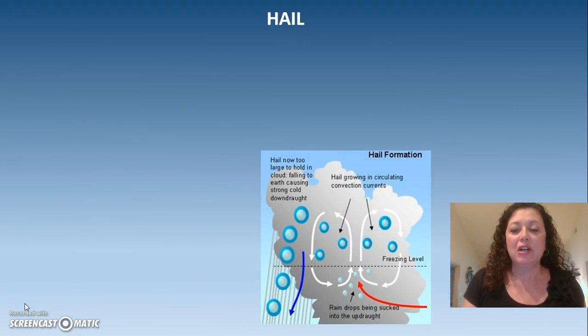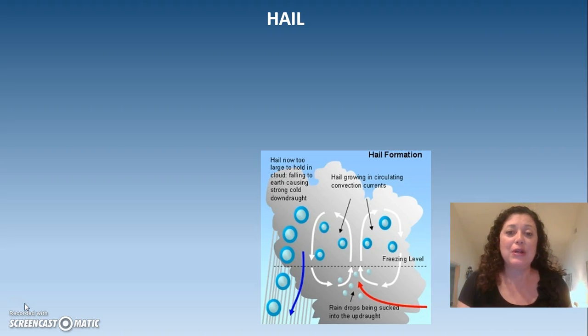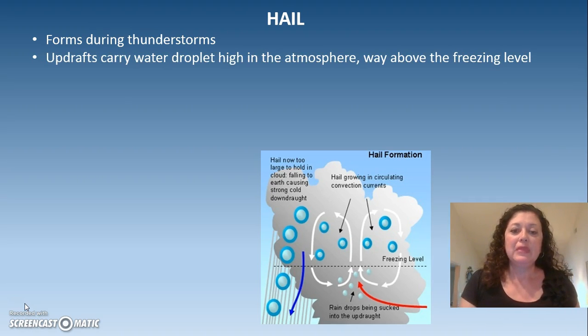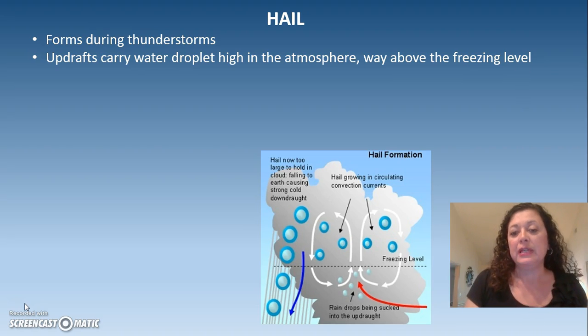Okay, the next thing we're going to talk about is hail. Hail to me is very interesting. It's kind of scary, but it is interesting. Hail forms during thunderstorms. The updrafts of air carry the water droplets high in the atmosphere. So if you look at the diagram, notice the dotted line. There's the freezing level. So the rain wants to come down, but because of the updrafts, because of the wind, it carries that back up into the clouds, high in the clouds where it's super cold, and then they freeze.